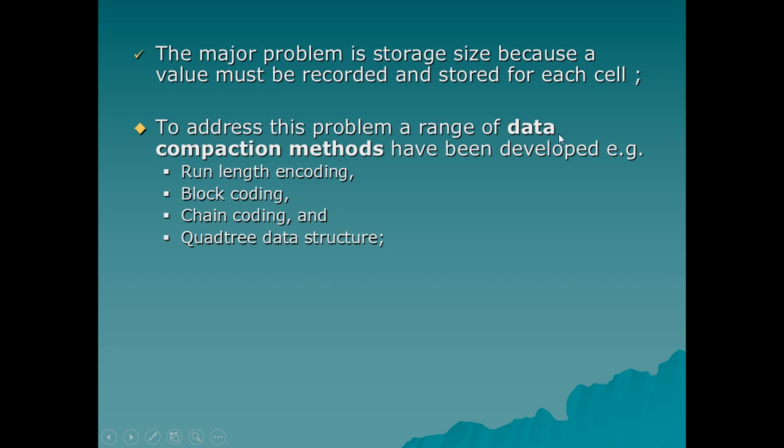We address this problem by compacting our data, compressing our data to make the file size smaller, yet retaining all the information. So we have 4 methods that we're going to look at briefly. Alright, run length encoding, block coding, chain coding, and quad tree data structure.